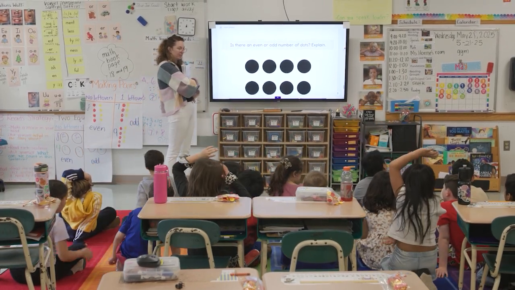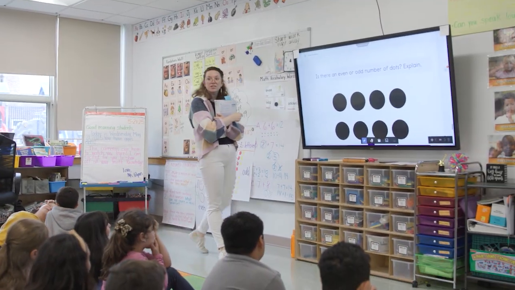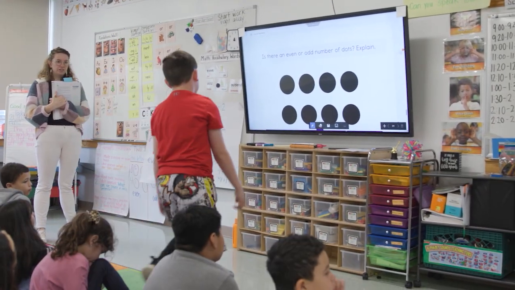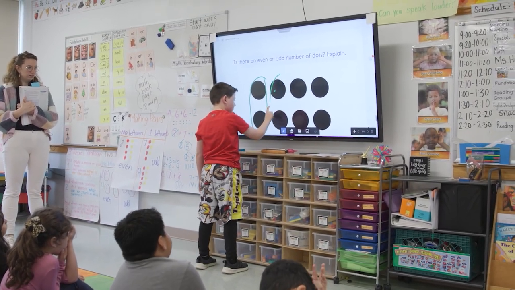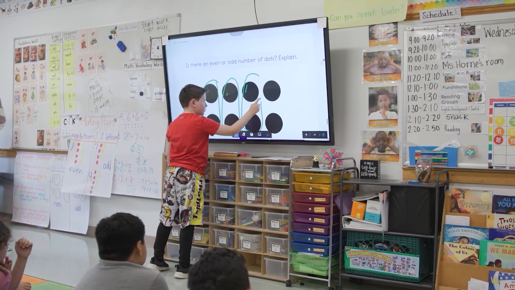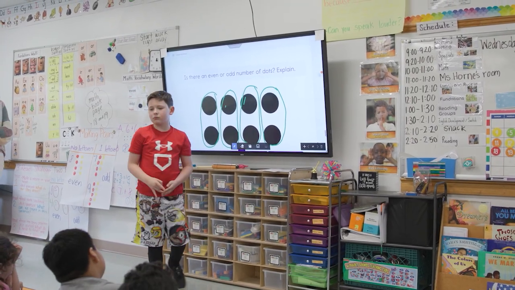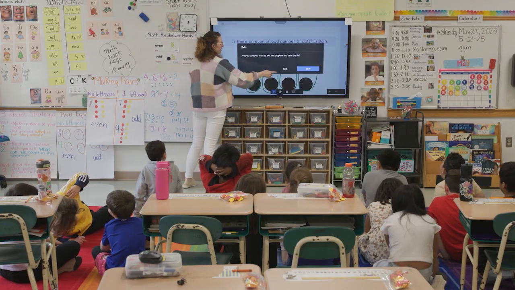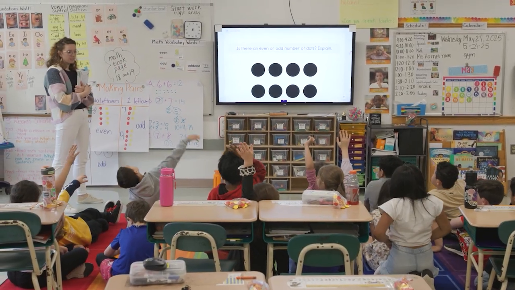Blake. There's no leftovers. Can you come up and show us how you grouped them or how you paired them to prove that there's no leftovers? Is Blake using 2 equal groups or is he using pairs? Pairs. Great. What is an equation that we can write to represent these dots?